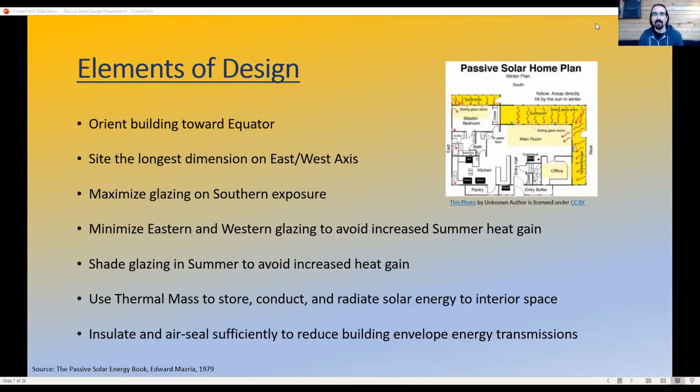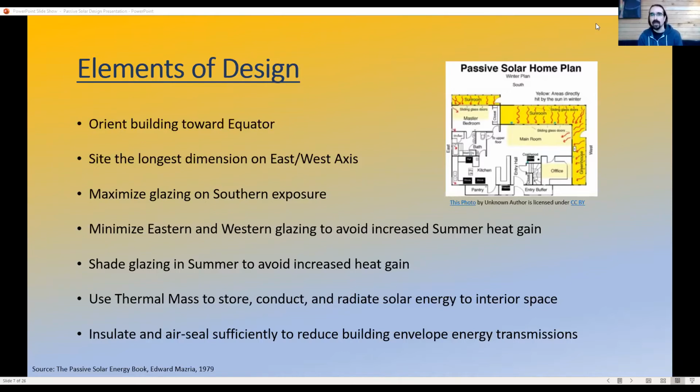Minimize the eastern and western glazing to avoid increased summer heat gain. In the summer, if you've got a large western window and that sun's beating in, it's going to be providing a lot of heating in that space in a time when you want to keep it cool. Shading your glazing in the summer, again, will reduce the amount of unwanted heat gain.